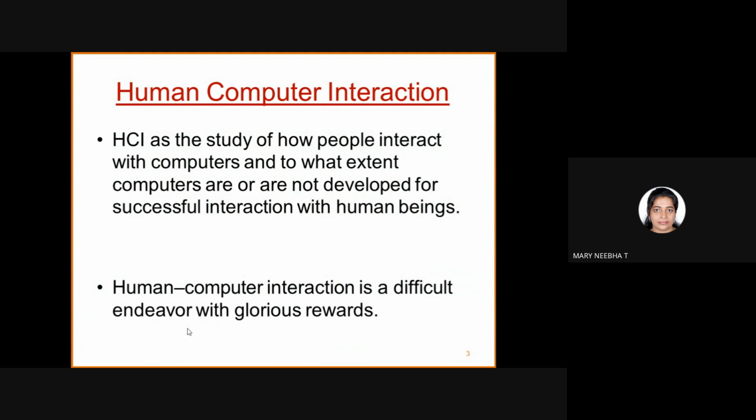What is the scope of HCI? It covers a broad range of topics including user interface design, ergonomics, usability, accessibility, cognitive psychology and human factors. So these technologies help to tailor to human needs and capacities.